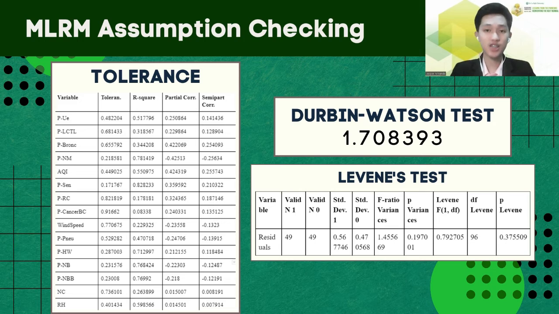After checking and testing the assumptions, the residuals for the 2021 MLRM model were found to be independent and normally distributed with mean zero and constant variance. This ensures the model's validity.